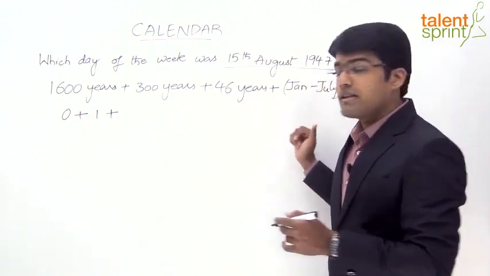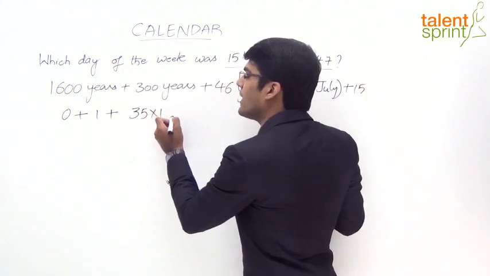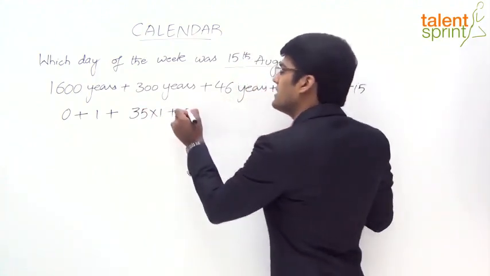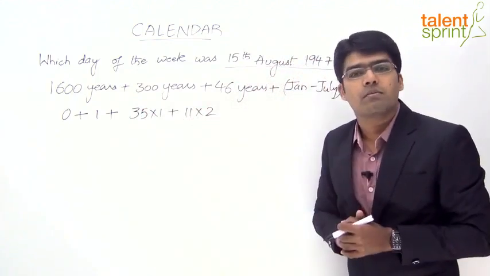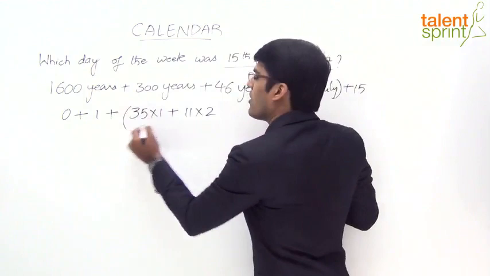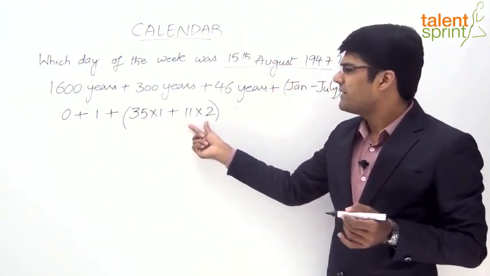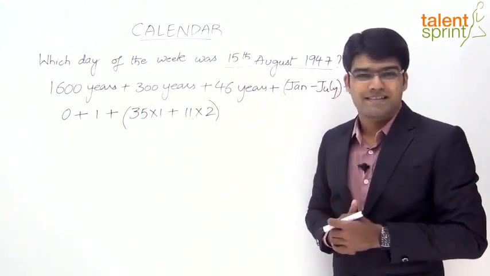Now what will be the number of odd days? We know that each ordinary year will have one odd day. So 35 into 1, plus the number of leap years, which is 11, and each leap year will have 2 odd days. So 11 leap years into 2 will give you the number of odd days. So what is the number of odd days in 46 years? 35 into 1, which is 35, plus 11 into 2, 22, right? So that will give us the number of odd days for 46 years.